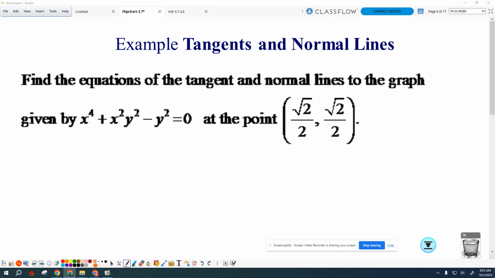Okay, Amir. It's all good. Am I supposed to apply dy dx only to the y values? We're doing the derivative of everything with respect to x.